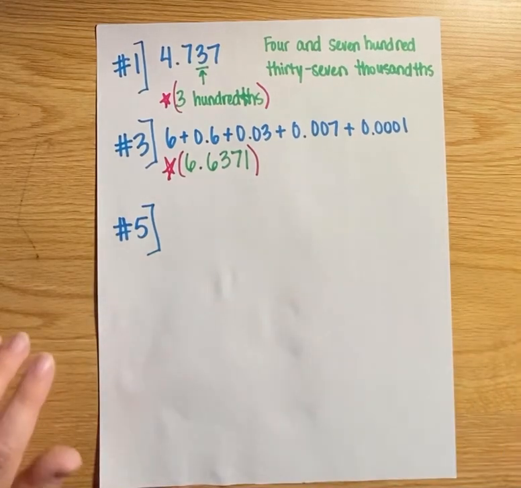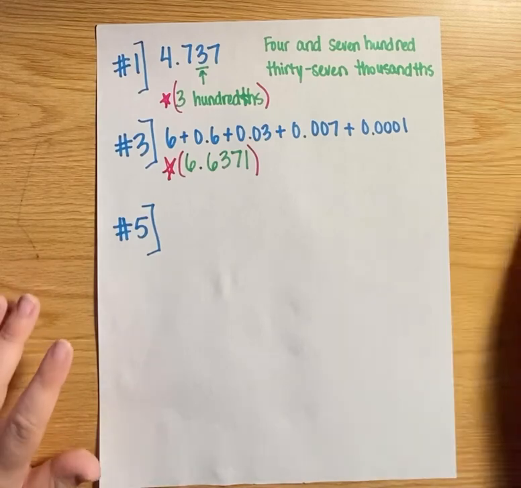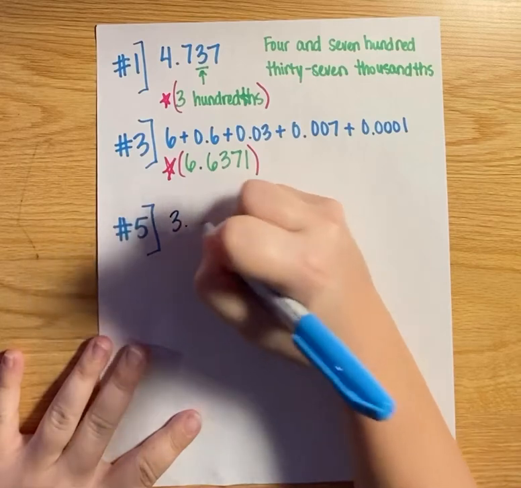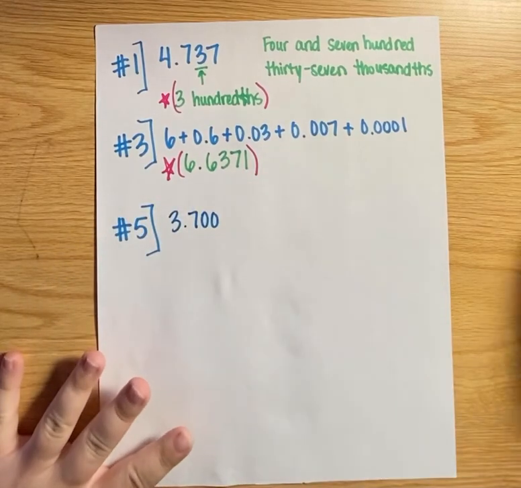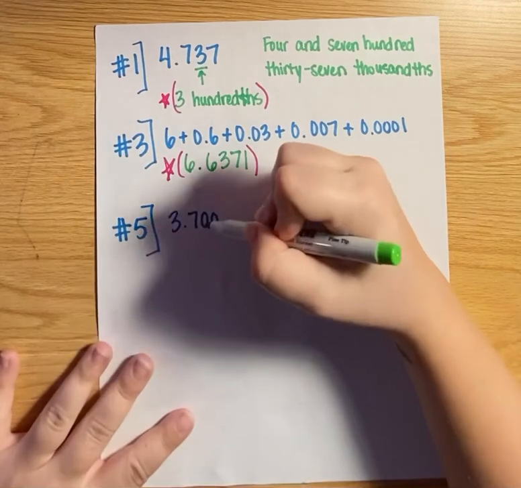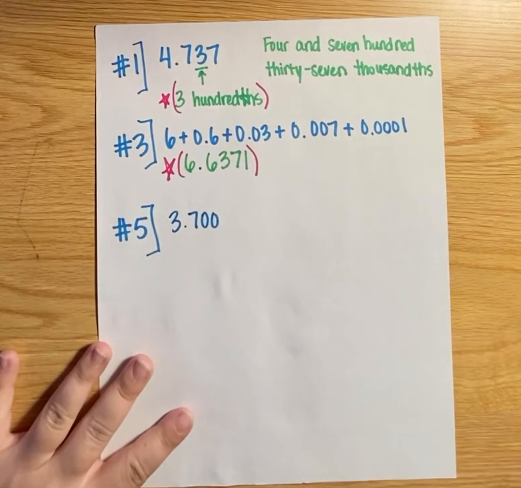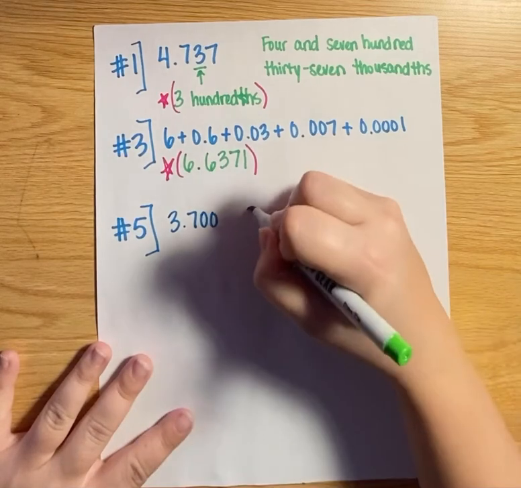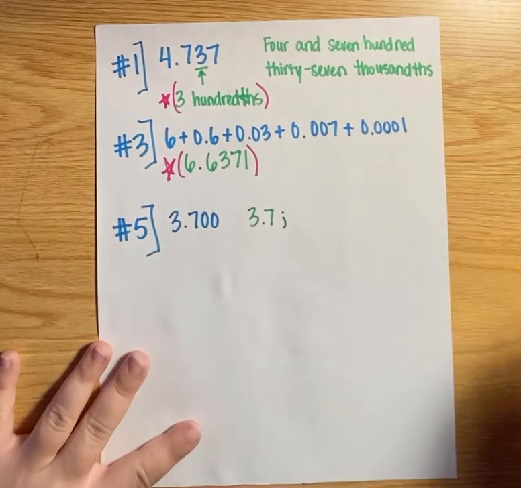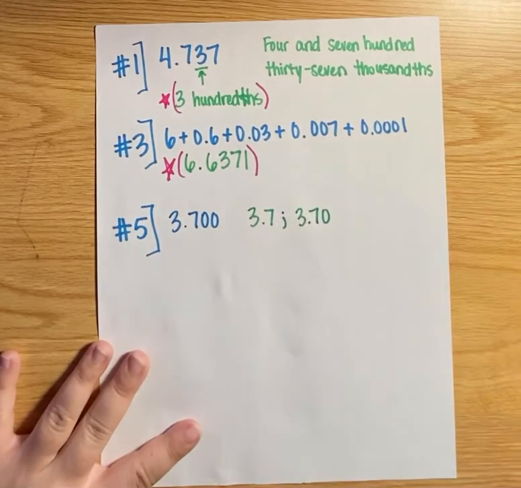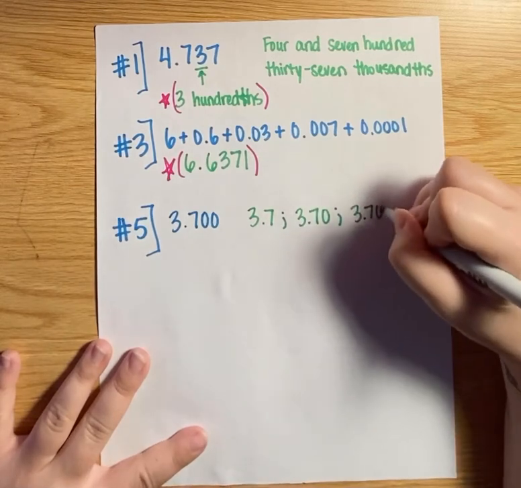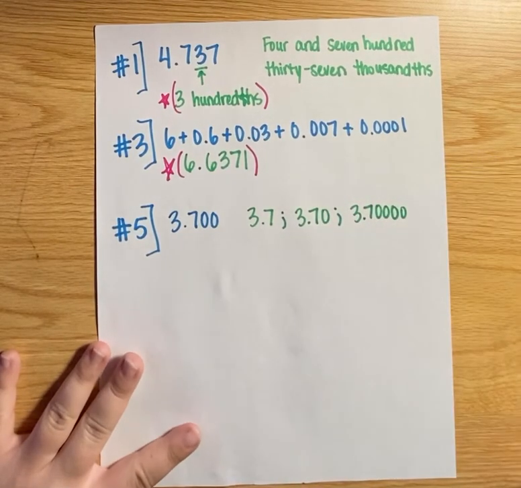All right. Number 5. This is that equivalent decimal one. So if I have this decimal, some equivalent decimals to this one would be, I could take off both of these zeros and it would mean the exact same thing. So I could write 3.7. I could also write 3.70. Or I could add more zeros after the end. I could add as many as I wanted.